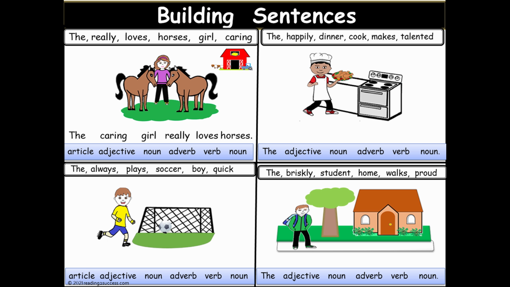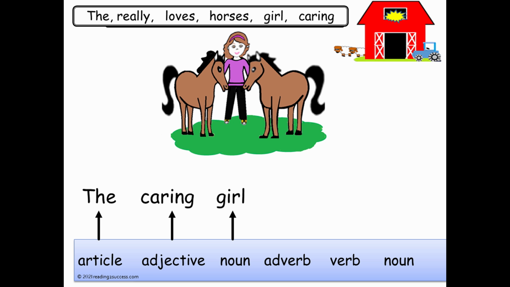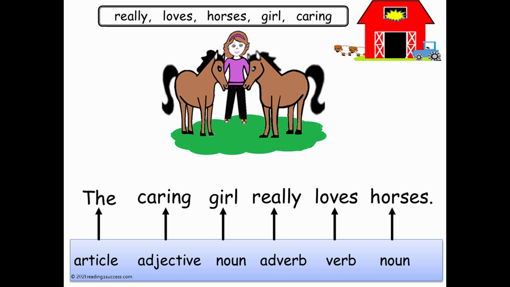Now kids are going to build sentences with adverbs. Beginning with the first sentence, we have article, the, adjective, caring, noun, girl, adverb, really, verb, loves, and noun, horses. So the entire sentence is, the caring girl really loves horses.